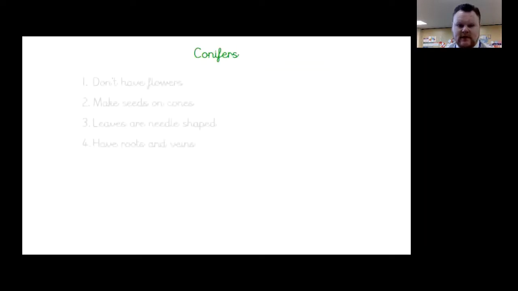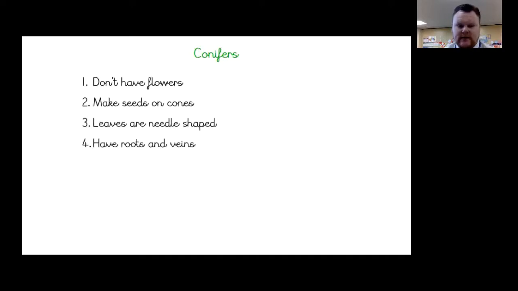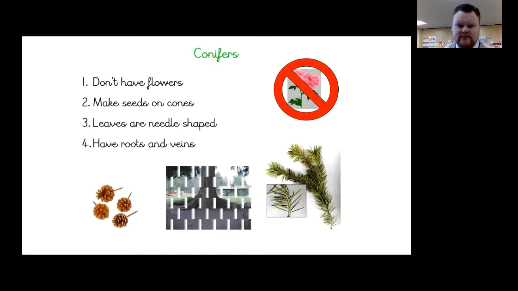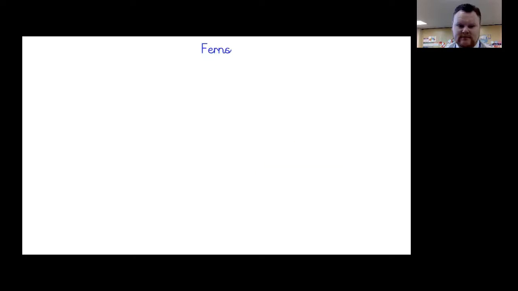Conifers. They don't have flowers. They make seeds on cones. Leaves are needle-shaped, and they have roots and veins. You may have seen examples of these if you've been on a walk and seen pine cones dropped on the floor. Ferns. No flowers or cones. They make spores on the bottom of their leaves.